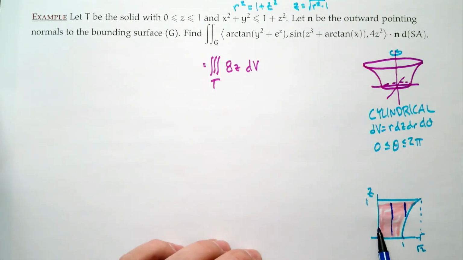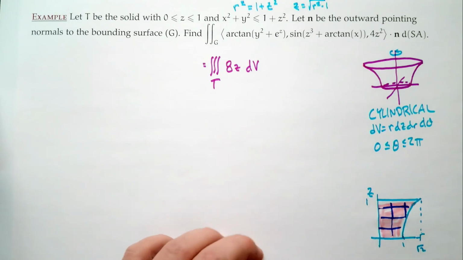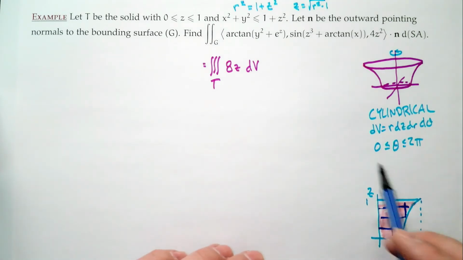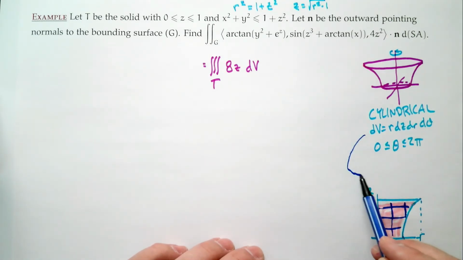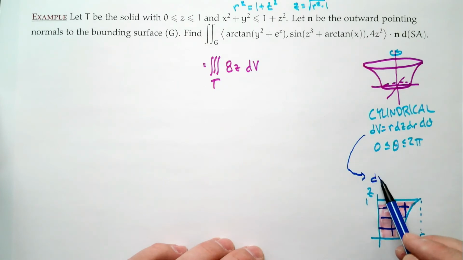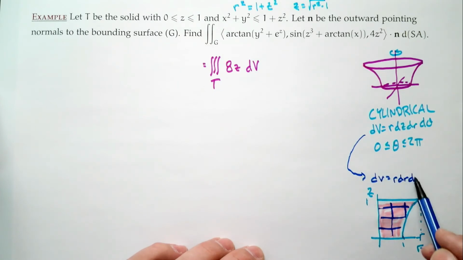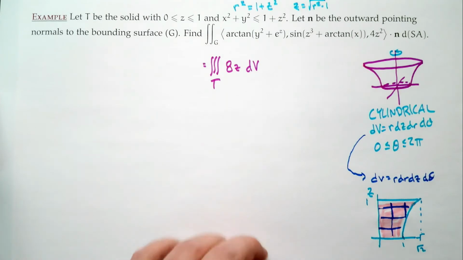On the other hand, if we go side to side, it's always consistently the same curves. So we're actually not going to do dV equals r dz dr dθ. We're going to do dV equals r dr dz dθ. So we're going to just switch our order of integration.